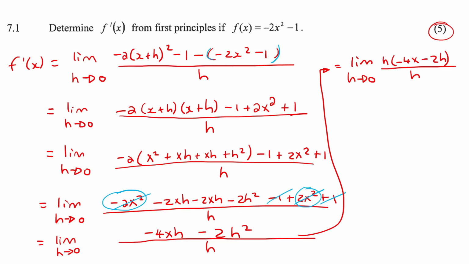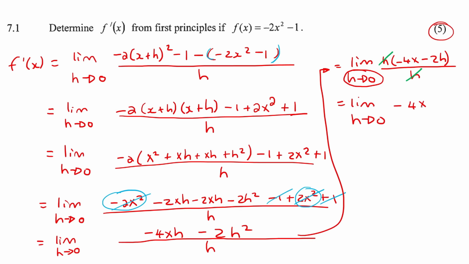Now the reason that we took out h as a common factor is so that this h and this h can cancel, and then we can now let the h become a 0. We were not allowed to let the h become a 0 in any of these steps. Why? Because then you would have had an h or a 0 in your denominator, and that is not mathematically allowed.